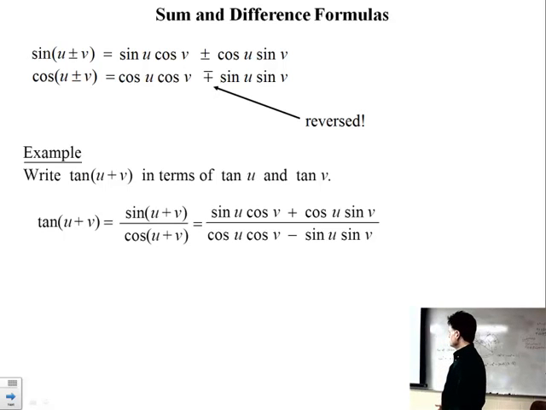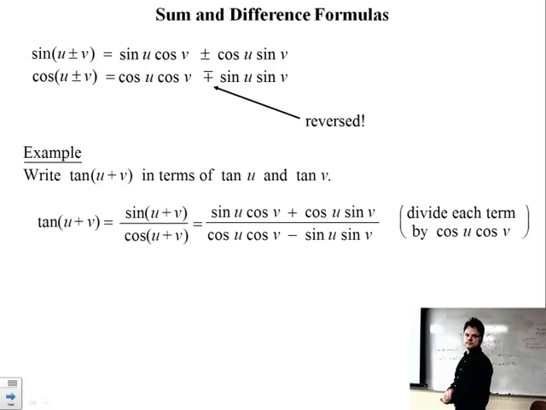And now we just do some manipulations on this. So this is in terms of sines and cosines. Can we get this in terms of just tangent only? The answer is yes, we can, and here's the trick. You take each side here and divide each term here by cosine u cosine v everywhere. So you're just dividing this by cosine u cosine v and dividing that by cosine u cosine v. Since you're dividing both sides of a fraction by the same thing, it doesn't change the value.